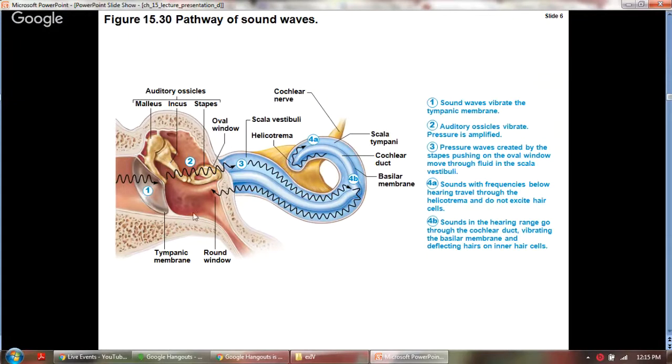In this figure, the sound waves vibrate the tympanic membrane, and then the auditory ossicles vibrate and the pressure is amplified. The pressure waves are then created by the stapes pushing the oval window and move through the fluid in the scala vestibuli. Then the sound waves with frequency below hearing travel to the helicotrema pathway, and the sound waves in the hearing range go through the cochlear duct, vibrating the basilar lamina and deflecting hairs on the inner hair cells.